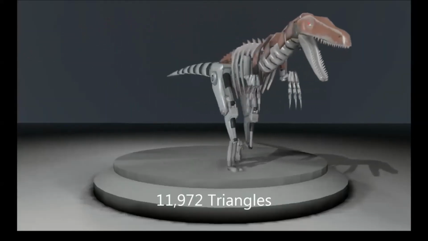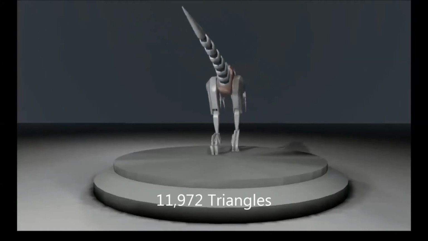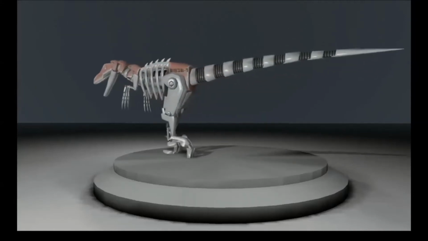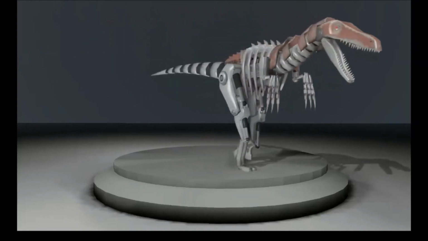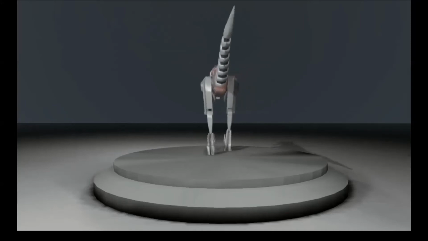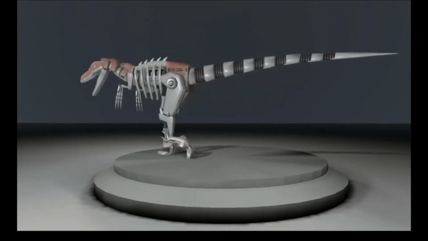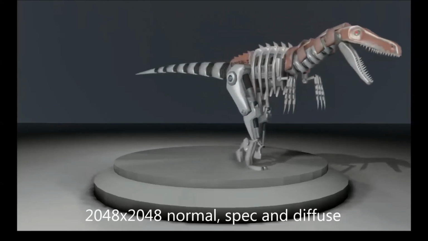Overall, the model adheres to an industry standard. It's under 12,000 triangles. However, the animations lacked that kind of robotic movement, which was a bit of a letdown. This could be improved by having much more rigid animation with little variation, as you'd have with something that's programmed to move. Another thing to improve would most likely be the texture.